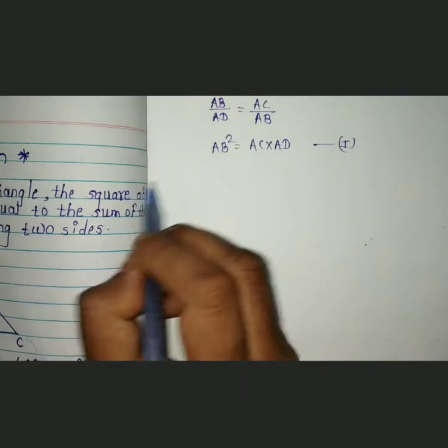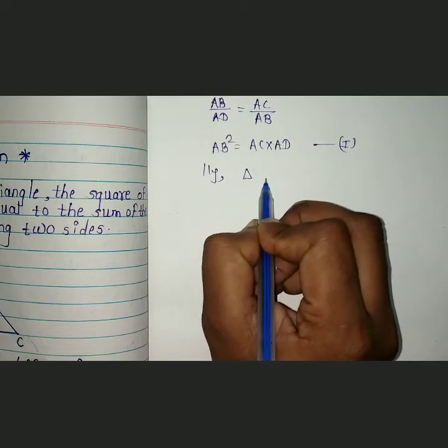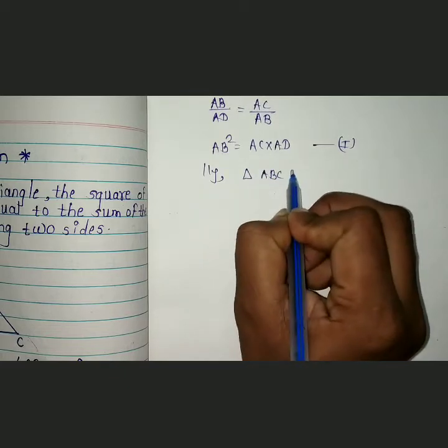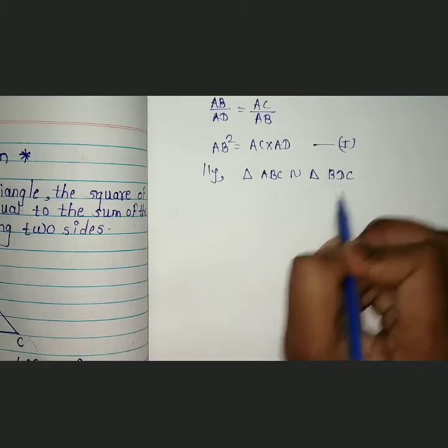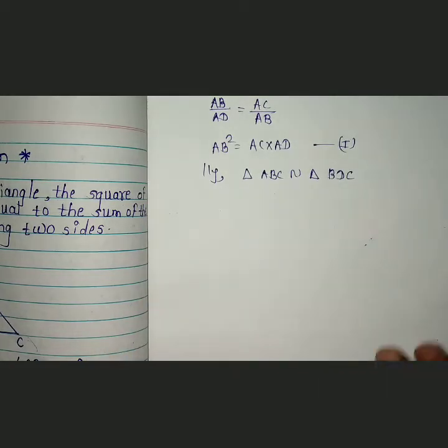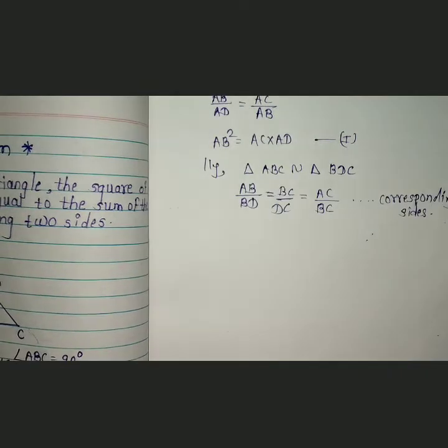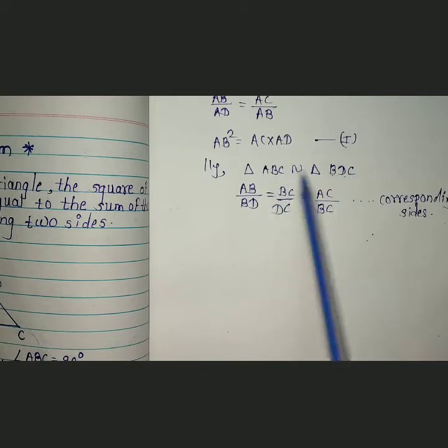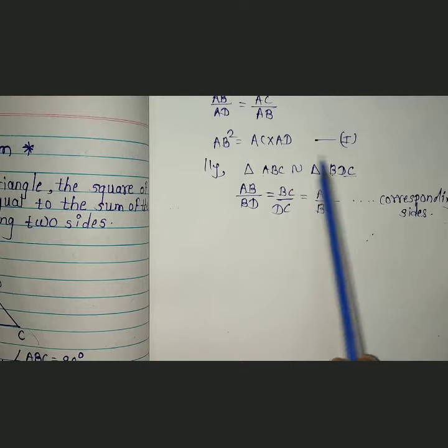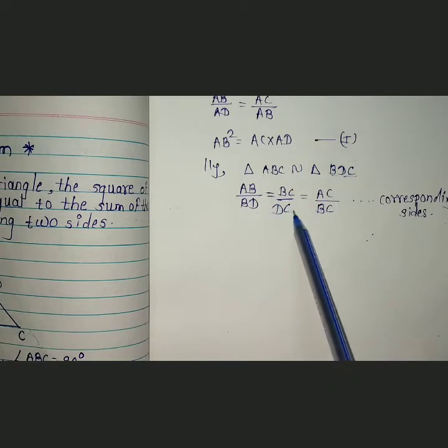Similarly take triangle ABC is similar to triangle BDC, the remaining new triangle. Write down the corresponding sides. Their corresponding sides: of AB it is BD, of BC it is DC, and of AC which is it? BC. Therefore, AB upon BD is equal to BC upon DC is equal to AC upon BC.